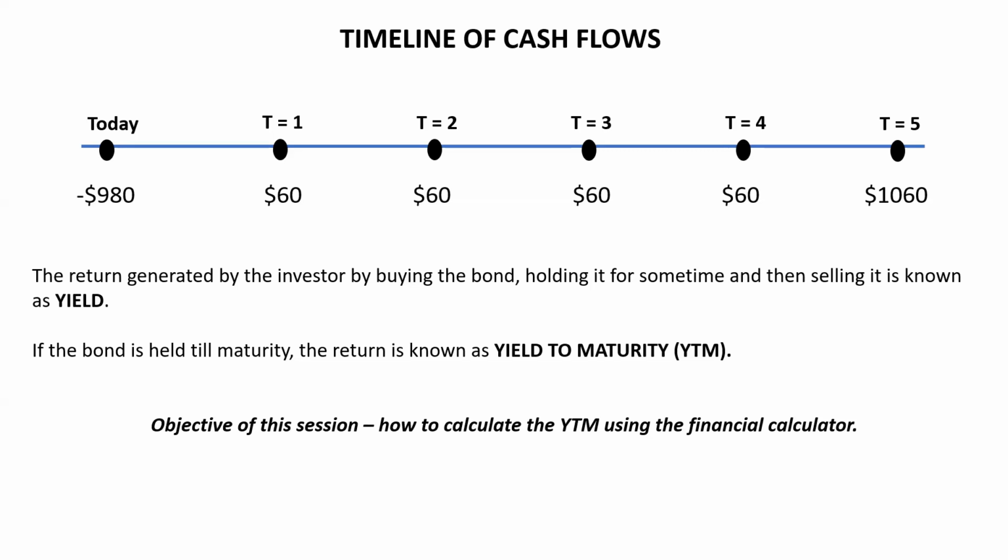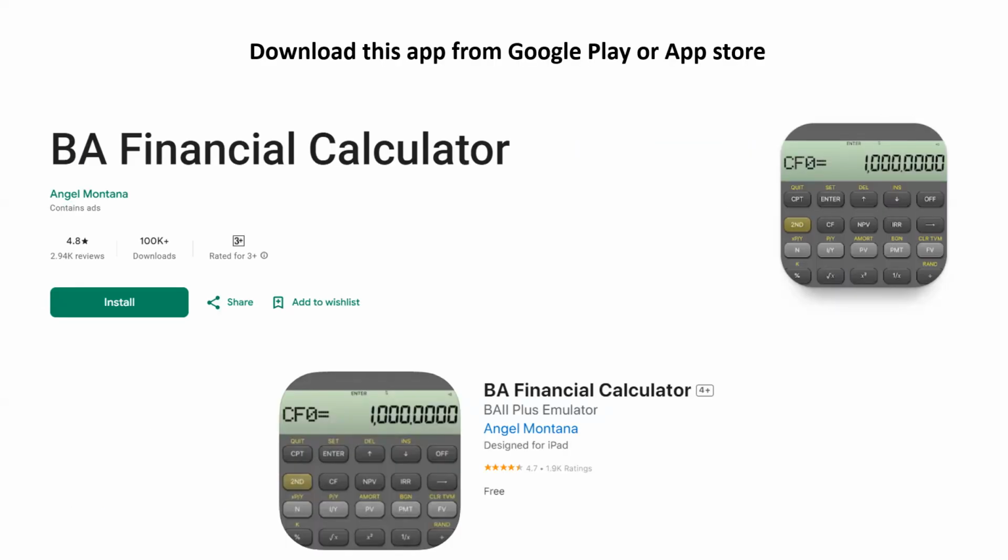Now, the objective of this particular session is how to calculate this yield to maturity using the financial calculator. The mathematics behind the YTM will be discussed in class. So today I am going to show you a shortcut that you can use in order to calculate the return. In order to do the calculation, you have to download this app from the Play Store or from the Apple Store. The top one is from the Google Play Store and the bottom one is from the Apple Store.